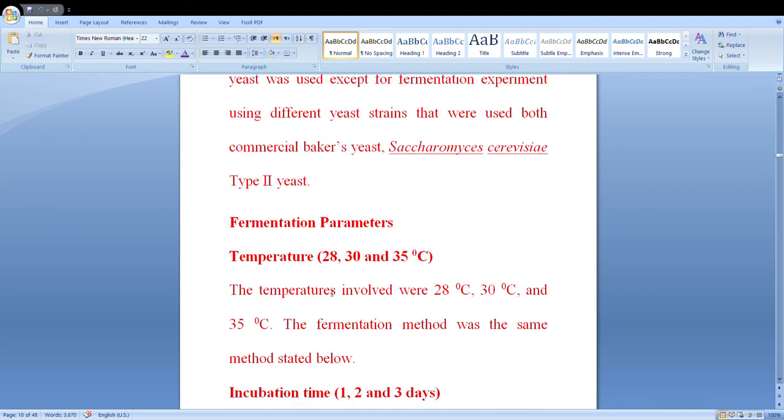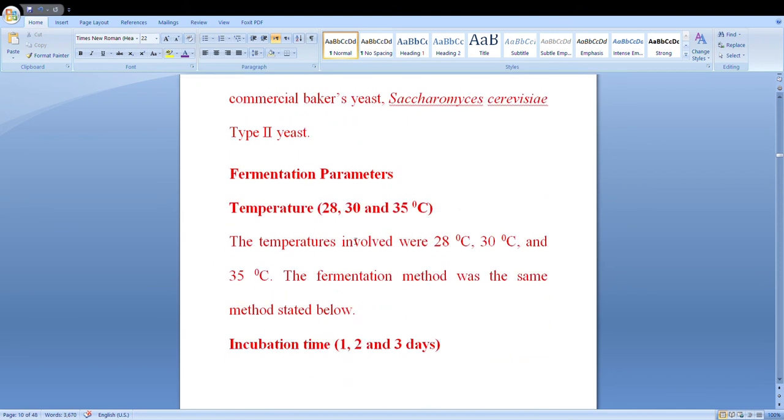Step 2: fermentation parameters. Temperature: the temperatures involved were 28, 30, and 35 degrees centigrade.